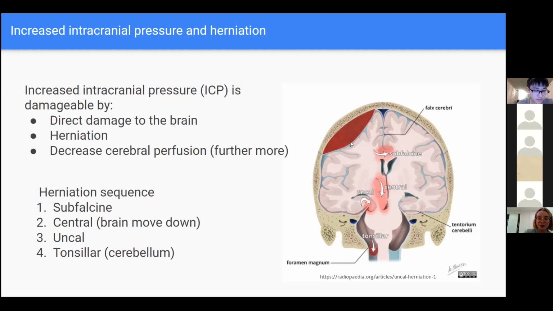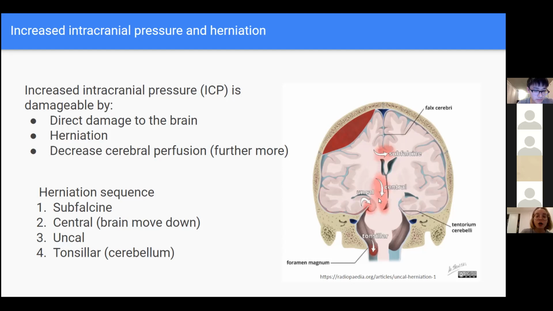It's when something is added in the brain, like blood, but it can be other things like tumor, etc. The brain is going to be pushed as it tries to resist the pressure. Usually there's a sequence of how the brain moves, and this is something we really want to avoid. The first thing the brain usually does is a subfalcine herniation. It will move to one side or the other, under the falx cerebri. Afterwards, it will do a central herniation, so the brain will usually move down.